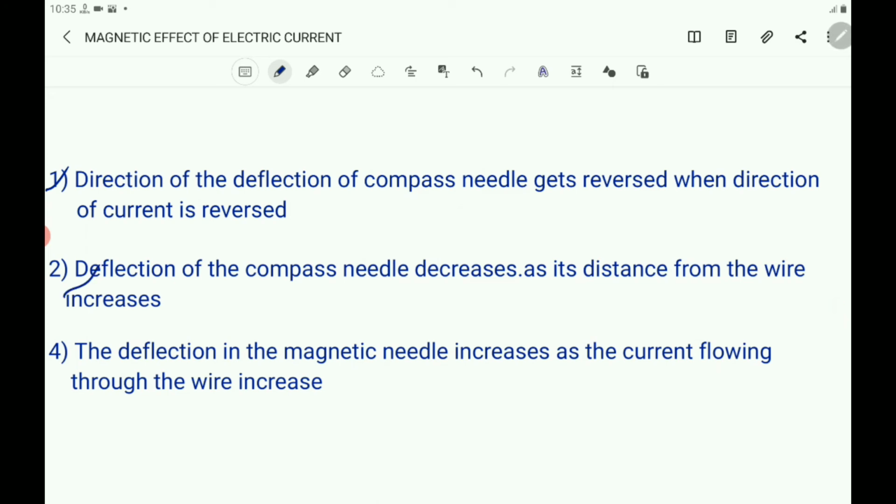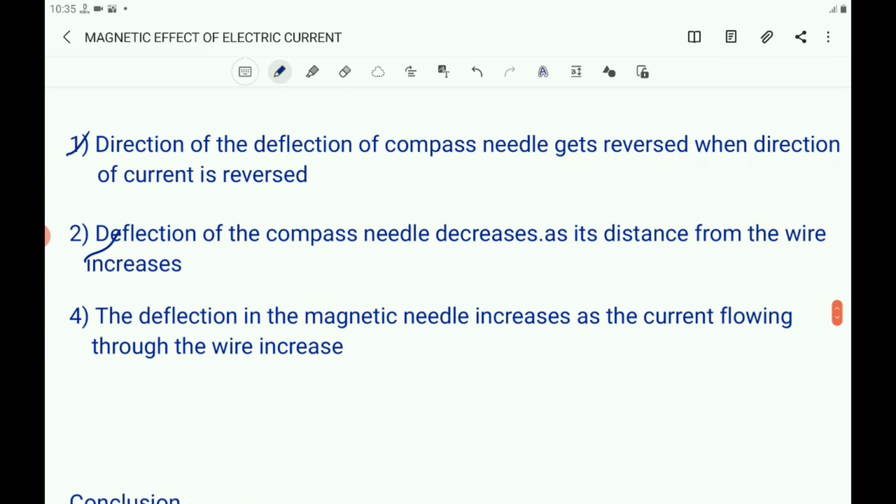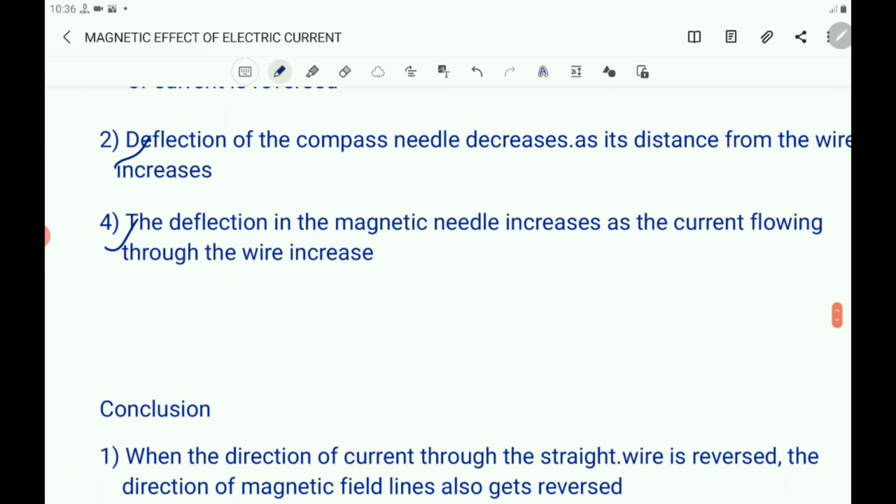Deflection of the compass needle decreases as its distance from the wire increases. And also you can write, deflection of the compass needle increases as its distance from the wire decreases. Reverse also you can write. And the deflection of the magnetic needle increases as the current flowing through the wire increases. As the strength of the current increases, the deflection of the needle also increases.